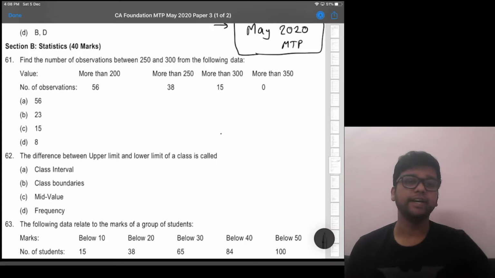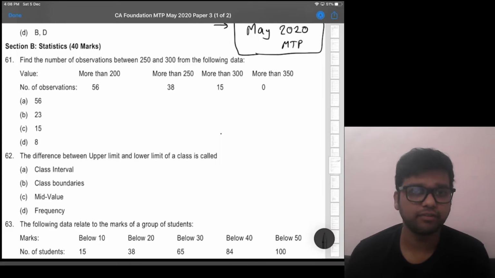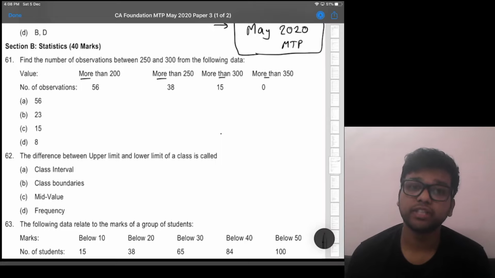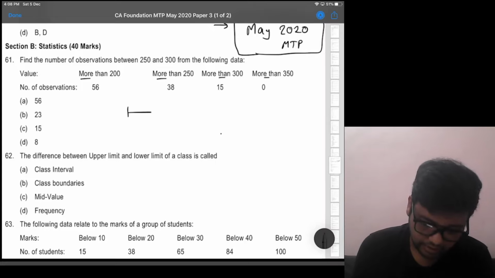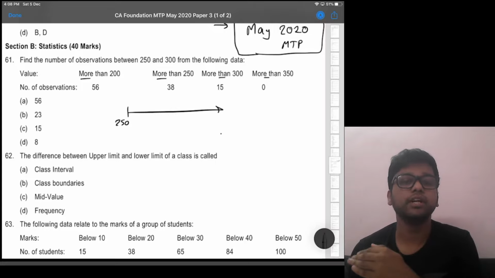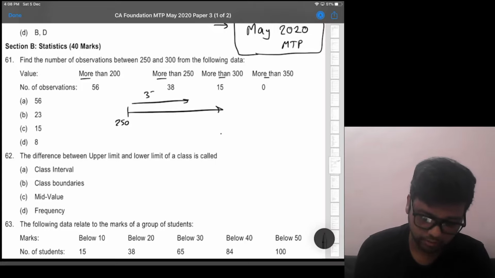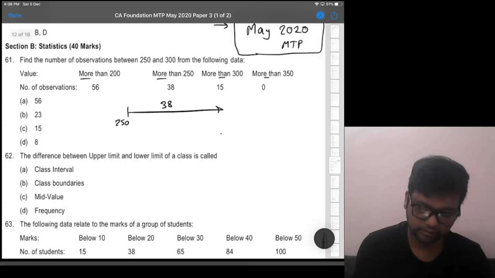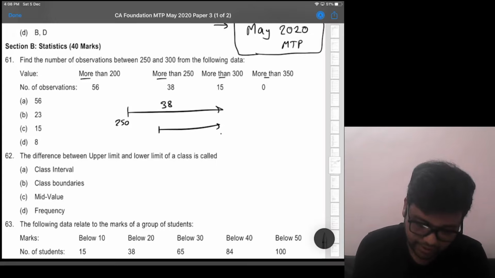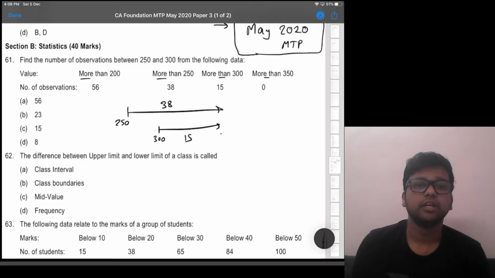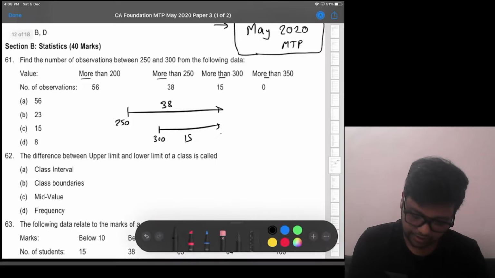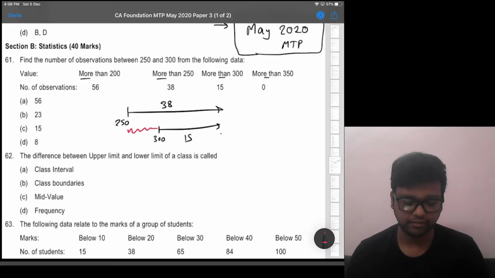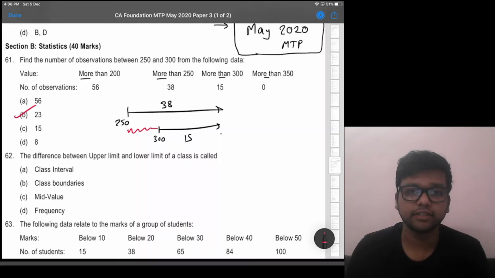Let's start. Find number of observations between 250 and 300 from the following data. This is greater than type cumulative frequency distribution. We want observation between 250 and 300. See, 250 and more than 250 are 38 observations, right? And more than 300, that means 300 and more, there are 15 observations. We want between 250 and 300, that means, can I say we want this area? So how will we calculate it? 38 minus 15. 38 minus 15 is 23. Option B is the correct answer.